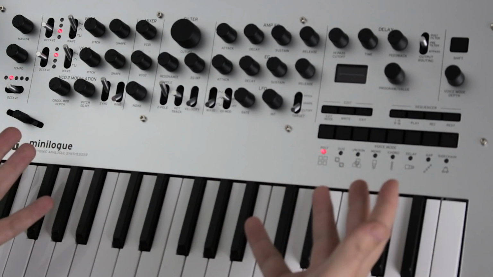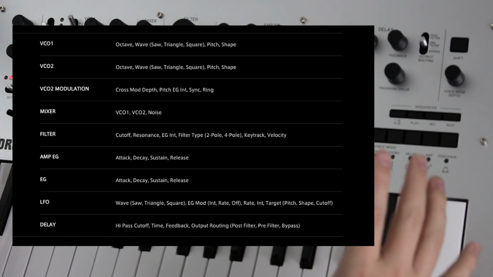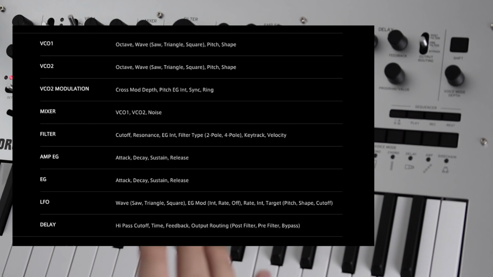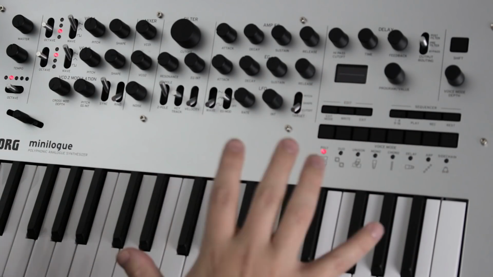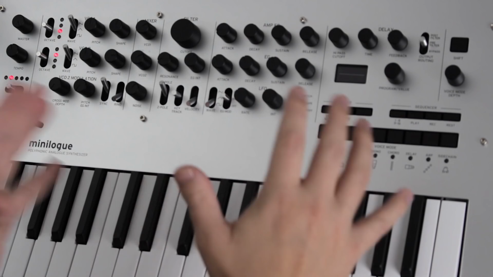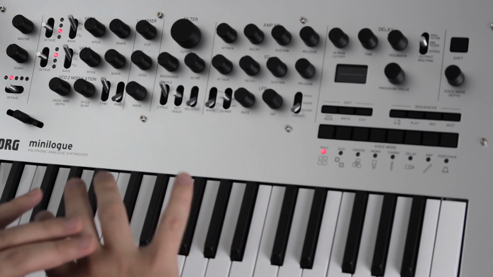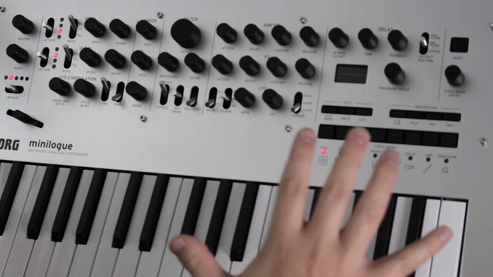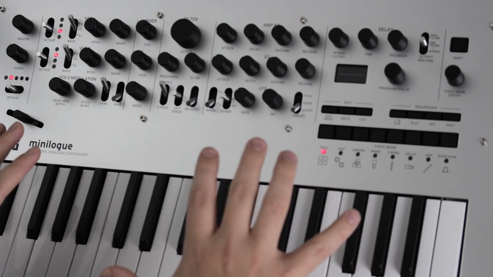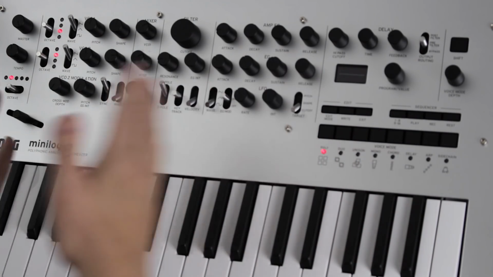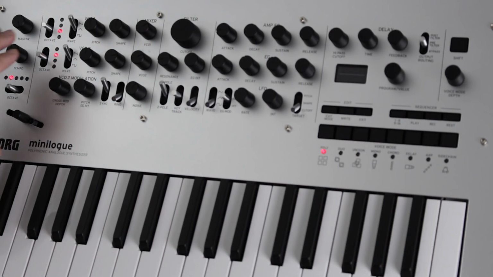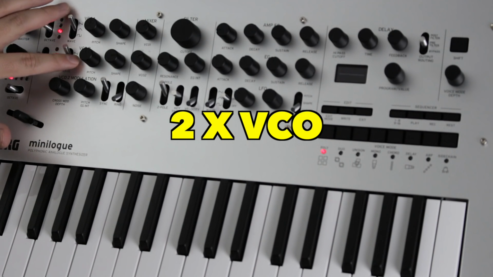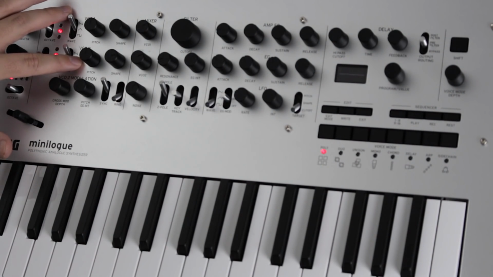So what we have here on the Korg Minilogue is basically a 2 oscillator 4 voice analog synthesizer with digital controls. What I mean by digital controls is that the parameters are saved with the patches. So you have a sort of modern control over the sound and how to save patches, but all the signal chain is analog. And you have two VCOs, which means voltage control oscillators.